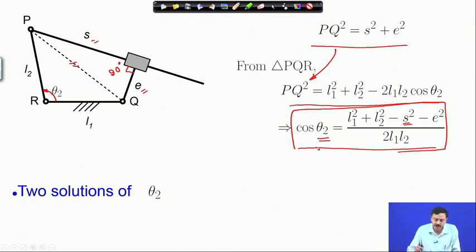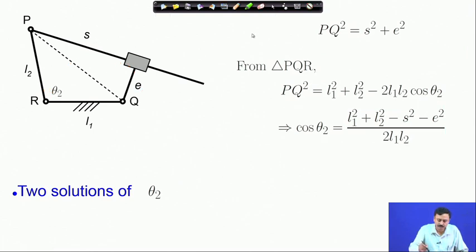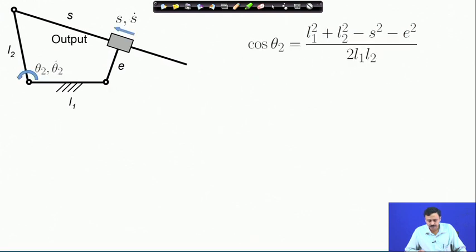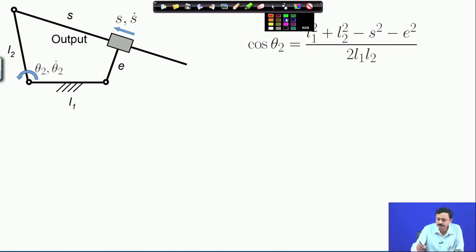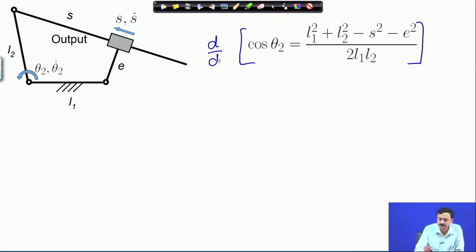Now, there are two solutions of theta 2, as you know, you can find them. So, these are the two configurations corresponding to a specified value of S or a specified value of theta 2. So, there are two solutions. So, this is what we have, this is a displacement relation. If I differentiate this with respect to time, as we have been doing.